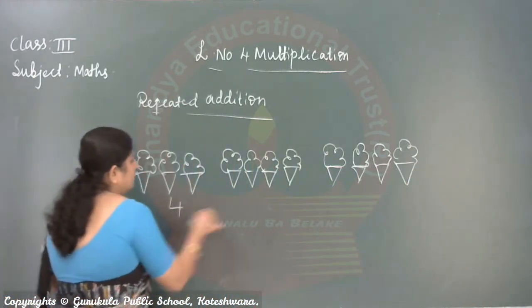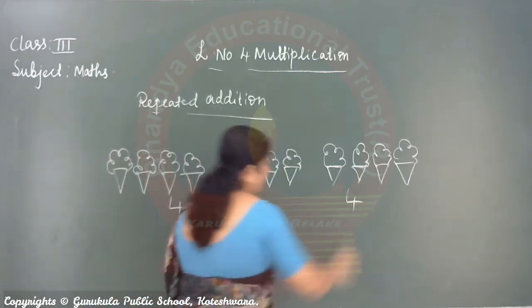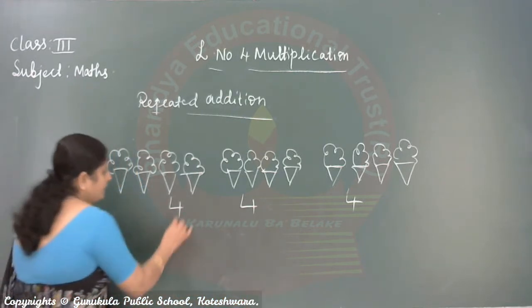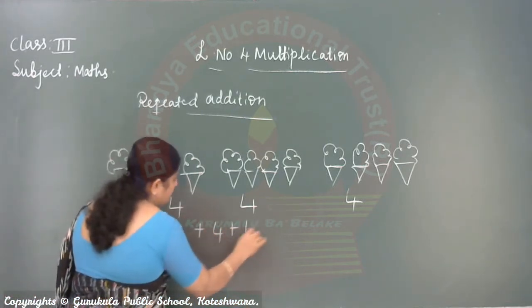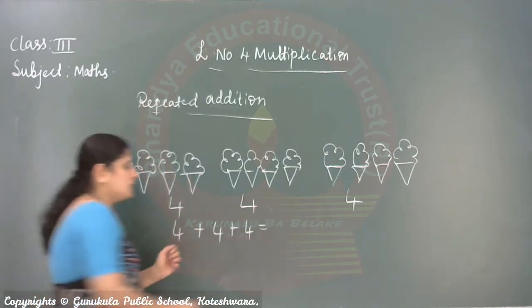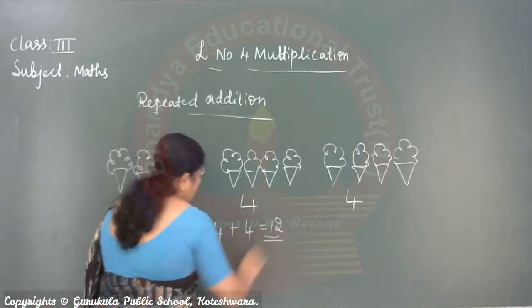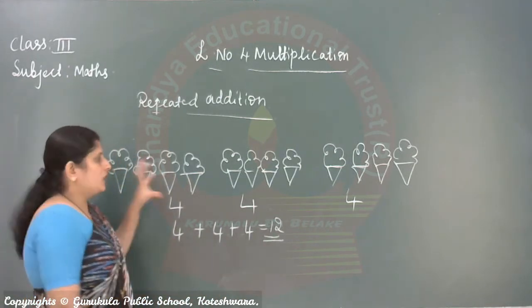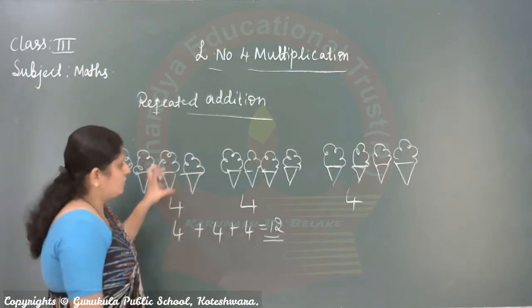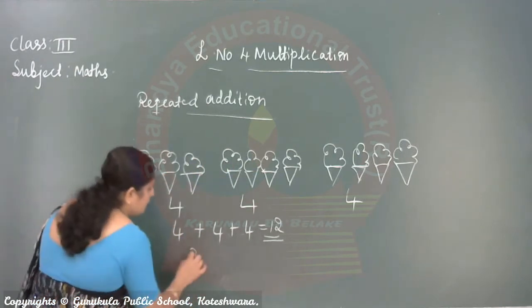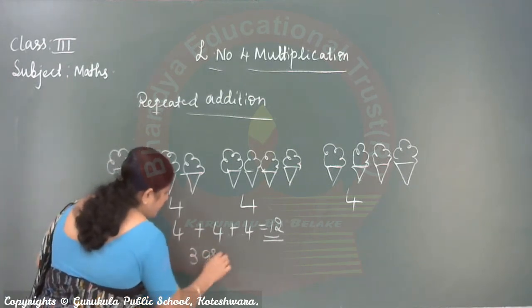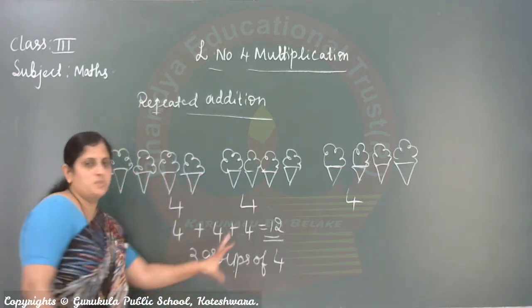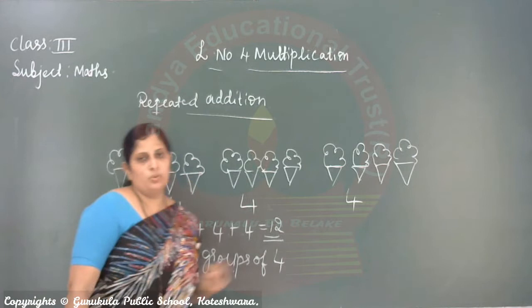So here 4, 4 and 4, correct? 4 plus 4 plus 4. According to the addition method, 4 plus 4 plus 4. So this will be how much? 12. 4 plus 4 is 8. 8 plus 4 is 12. Here 3 groups of 4 are there. How many groups of 4? 3 groups of 4. 1, 2, 3 groups are there.